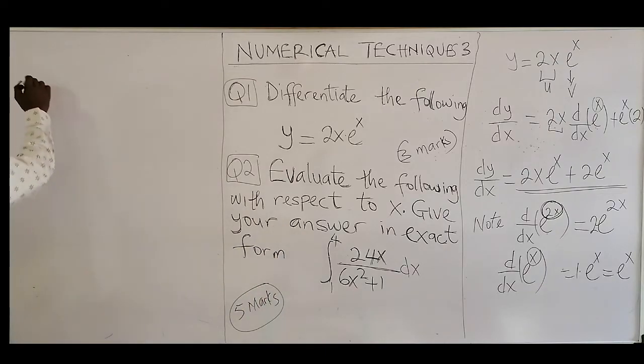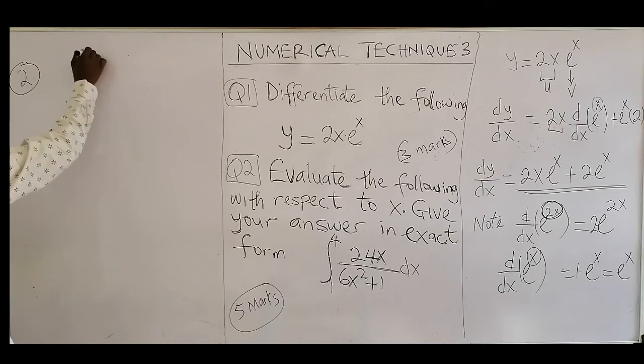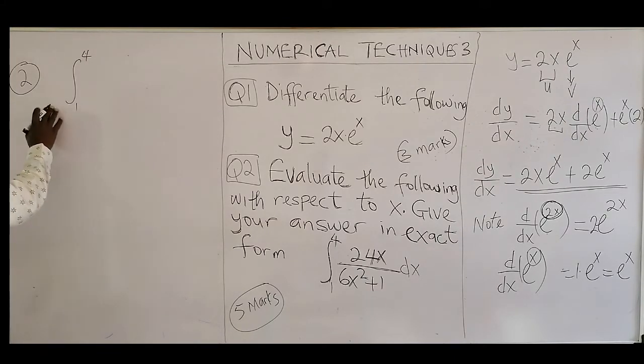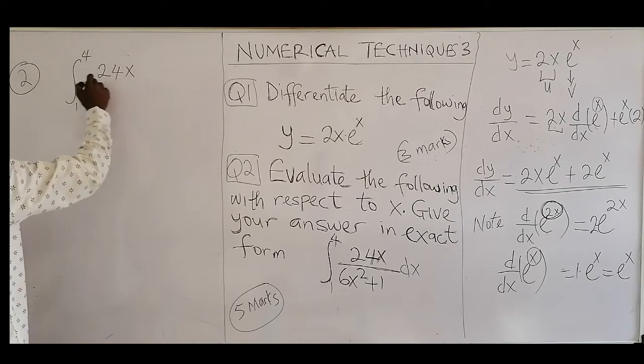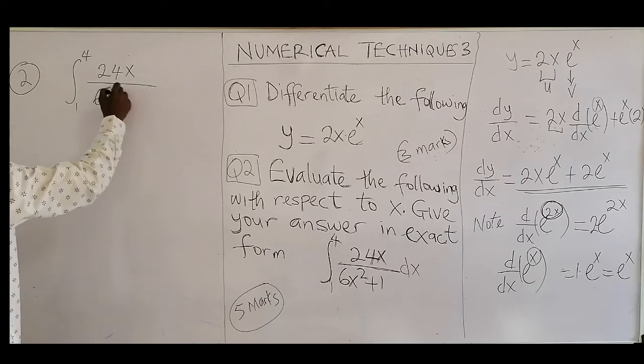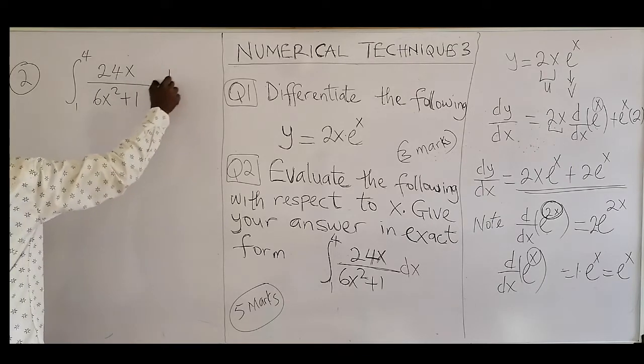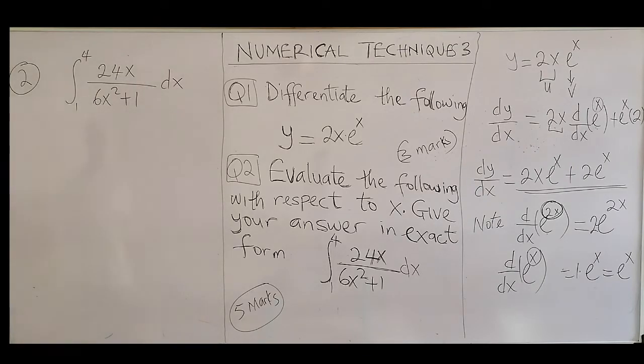Let's go straight. Question 2. Integral of upper limit 4 and lower limit 1, this is a definite integral, of 24x all over 6x squared plus 1, dx. So this is what we have now.